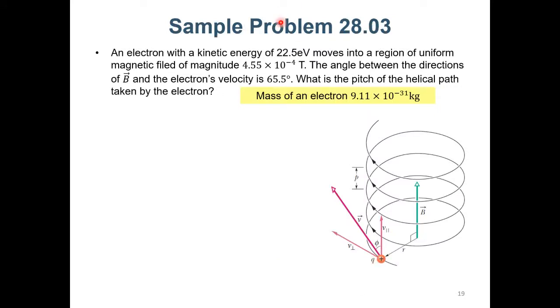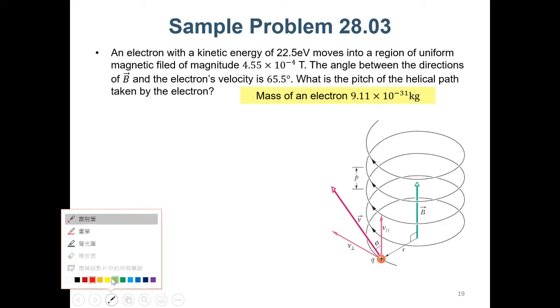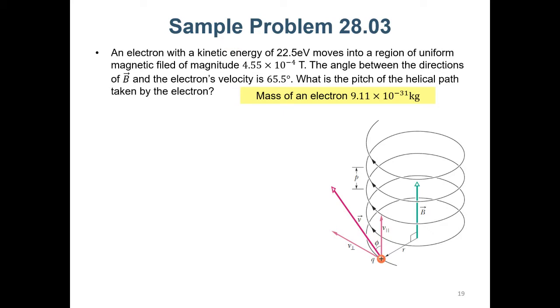Okay, so here there is a sample problem. An electron with kinetic energy 22.5 eV moves into a region of a uniform magnetic field, 4.55 times 10 to the minus 4 Tesla. The angle between the direction of B and the electron velocity is 65.5 degrees. What is the pitch of the helical path taken by the electron?